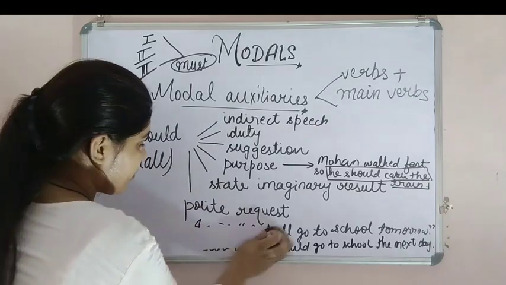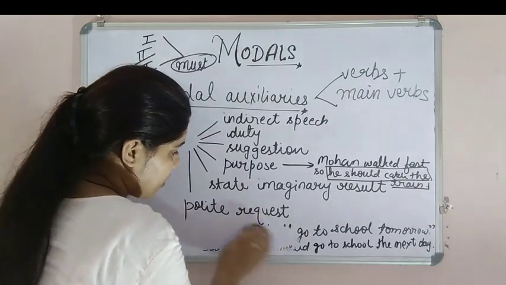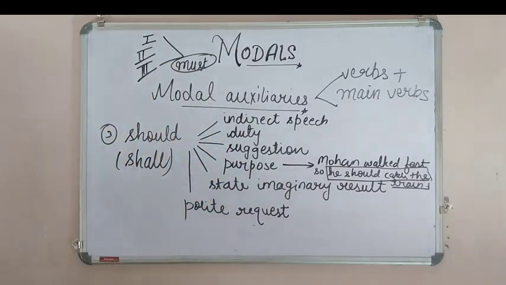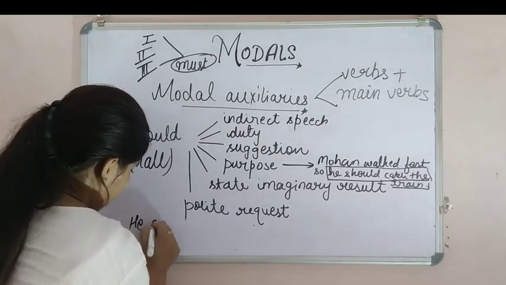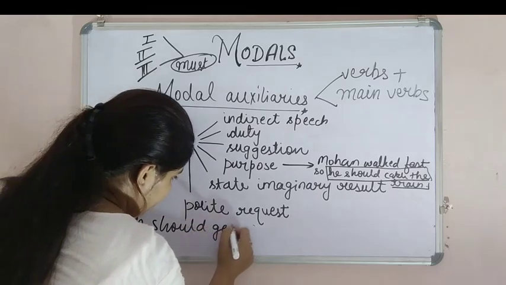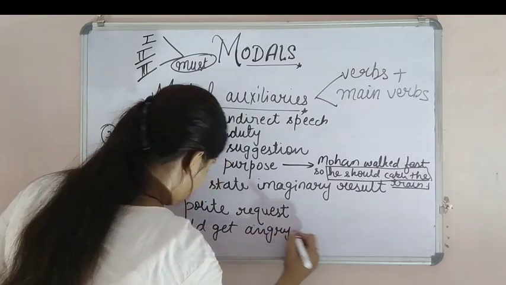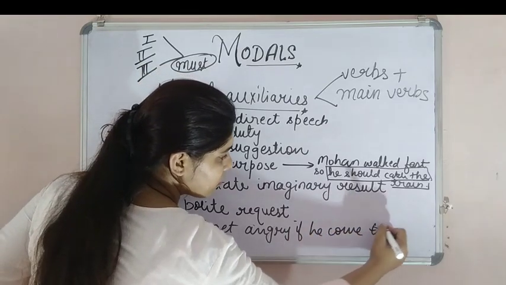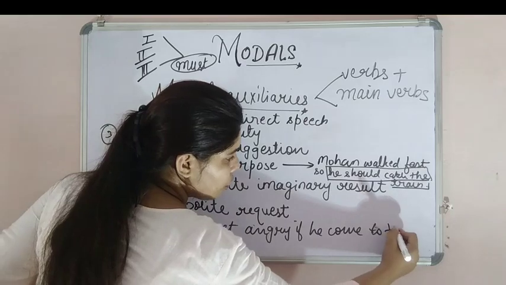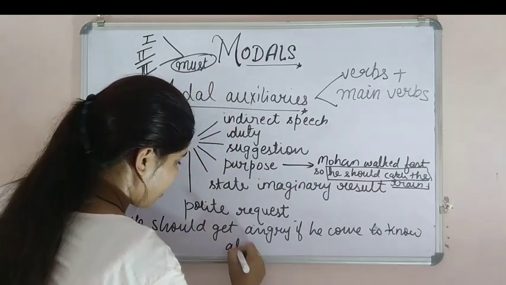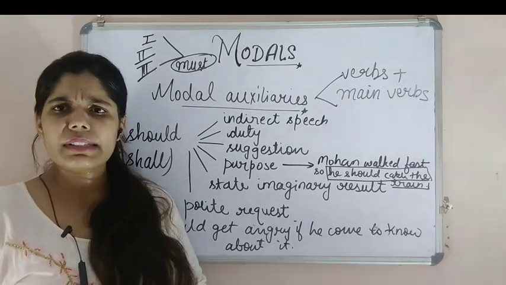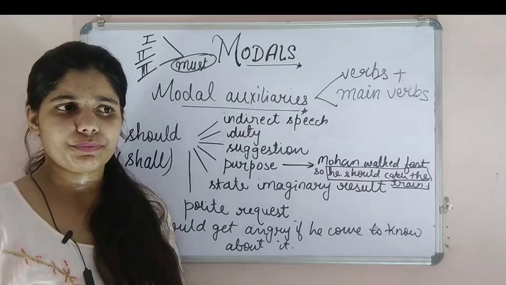An imaginary result. Let's understand it better with the help of an example. Suppose I take the sentence: he should get angry if he comes to know about it. Now here we are discussing an imaginary result.